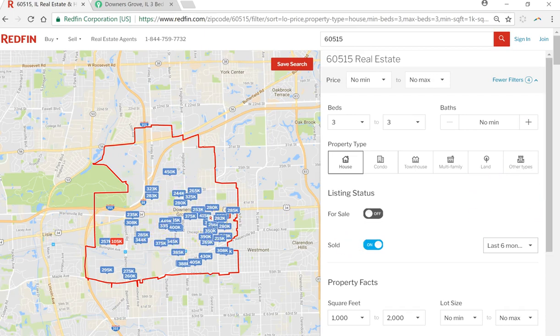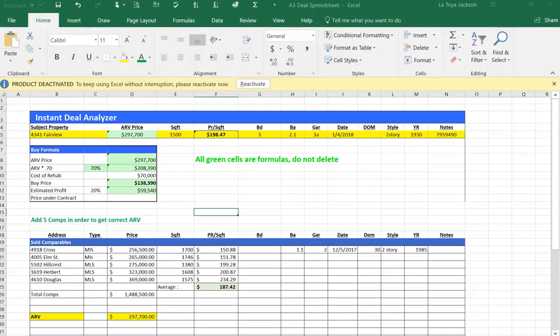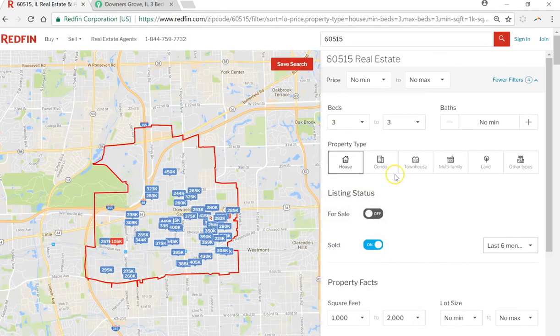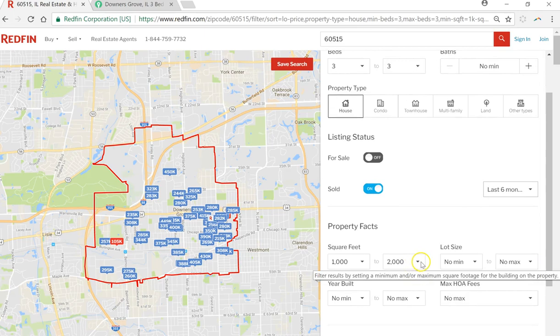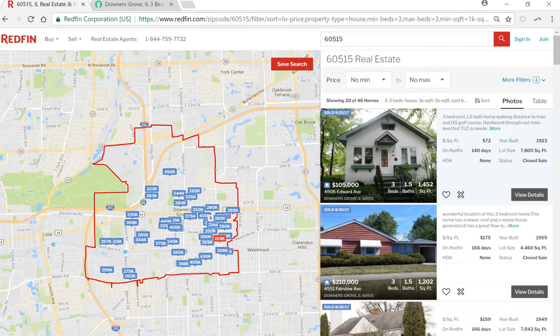Now my subject property, let's go back so you can see. My subject property square feet is 1,500, right? So that means that I'm looking for property within 500 square feet of my property. So it's already in here. Mine's 1,500. I shouldn't go anything higher than 2,000 or anything less than 1,000. Now you hit apply filters. Now it's showing me everything that's sold in my area.